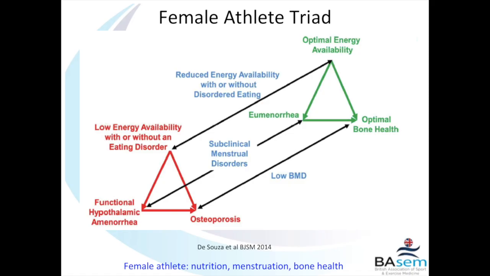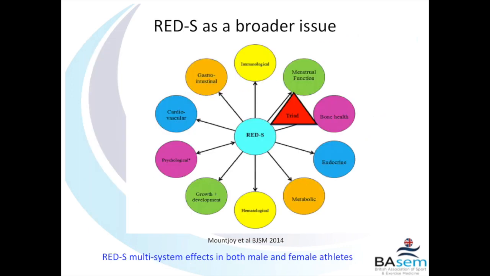The consequences of low energy availability have been extensively researched and described for female athletes, and that's shown in this diagram, the female athlete triad, where disordered eating patterns can result in issues of menstruation and bone health. However, the limitation of the female athlete triad is, as the name suggests, it's limited to female athletes and also the effects on periods and bones.